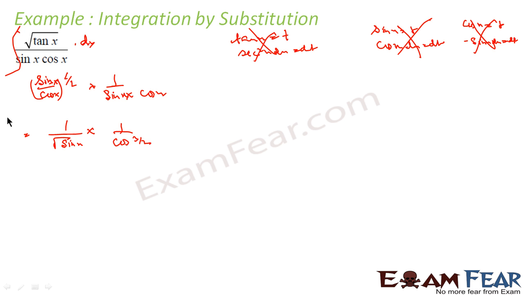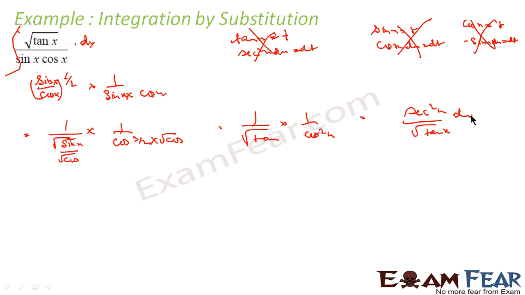Now, in this case, if I multiply and divide, it is not helping me much, because root cos is of no use to me, since it is cos into root cos. So let's do one thing: let's divide and multiply with root cos, both sides. Correct? Here or here, both same. So this becomes 1 by root tan, and this becomes cos square x, or this is nothing but sec square x into root tan x dx.